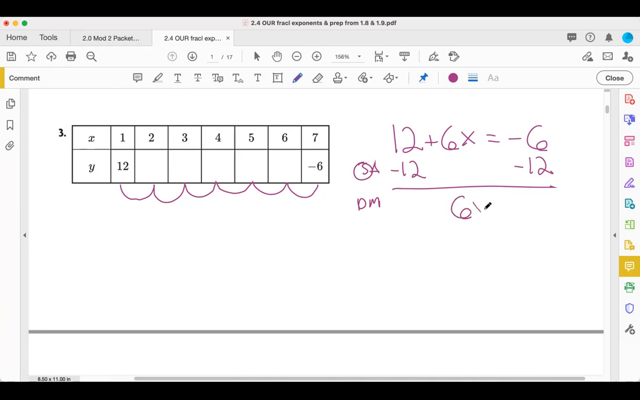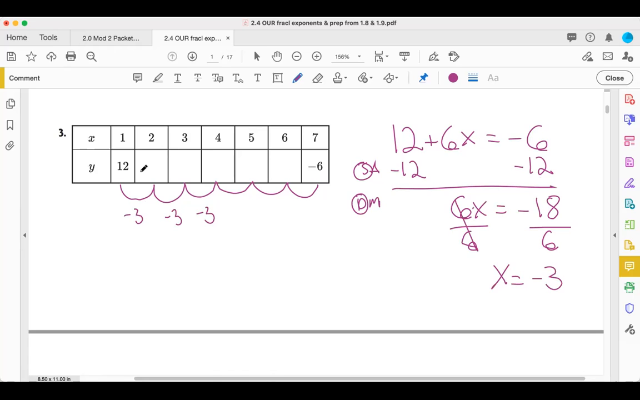We're left with 6x equals -18. 6 is multiplying with x, so we want to undo that with division. Divide by 6. x is now -3. So every time we move forward, we're deducting 3. Deduct 3, deduct 3. Keep this going. We'll hopefully get to -6.